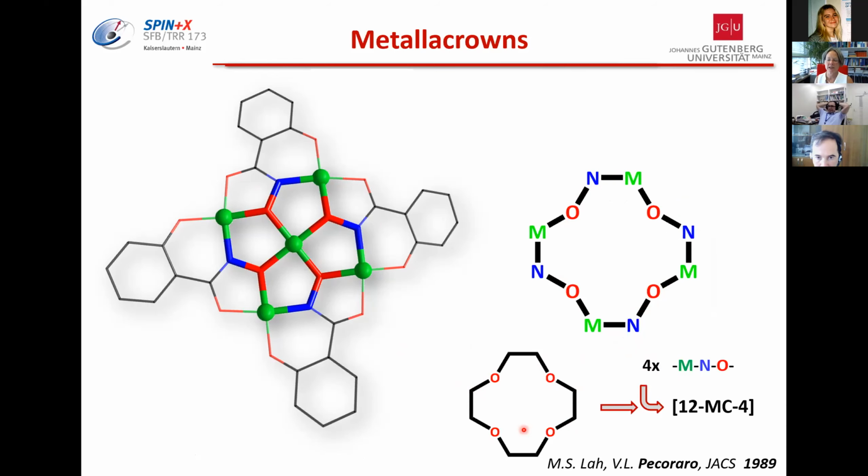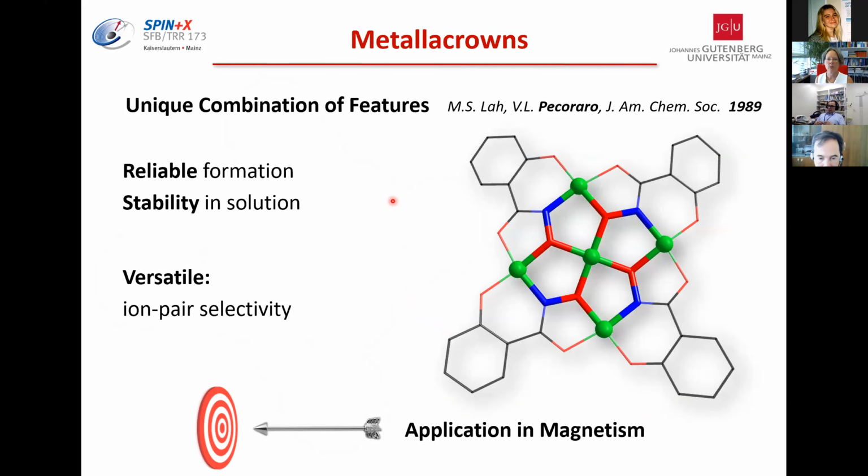And as crown ethers themselves are very keen to have a guest ion in the center, metallacrowns also embed a guest ion, if not in all cases, but if you do appropriate chemistry. This is the crown ether, and substituting the ethylene bridges by these M-N-O units, it was the idea of Vincent Pecoraro to call them metallacrowns, and as such they have found their way into the literature. So when we became interested in these metallacrowns, there was already a very nice report by Vincent Pecoraro really showing that they have very unique features. Most importantly for us, they are reliable in their formation and stable in solution. And they have, to some extent at least, ion pair selectivity.